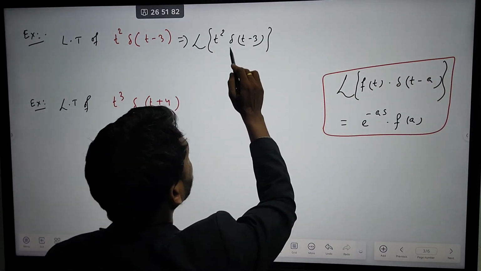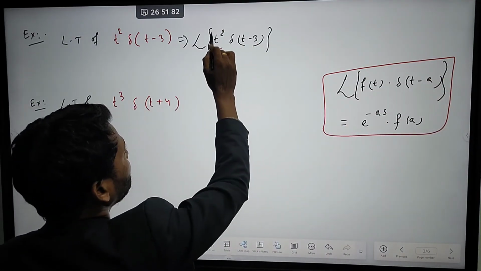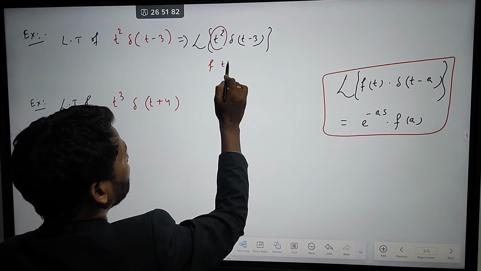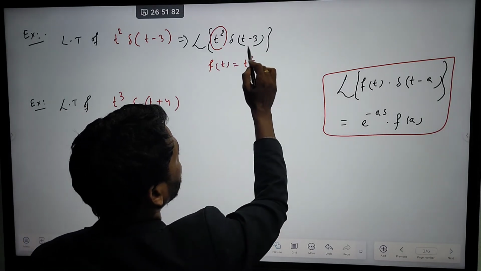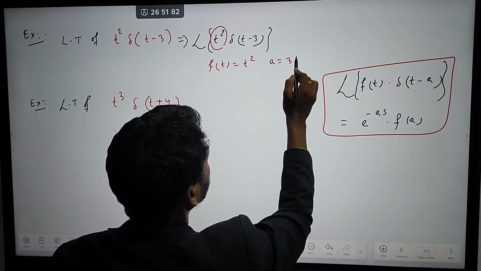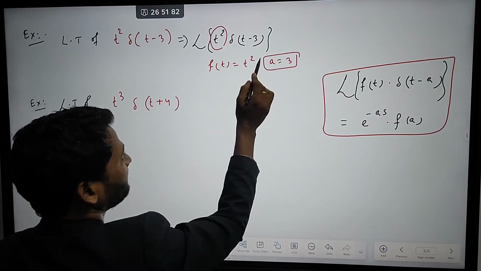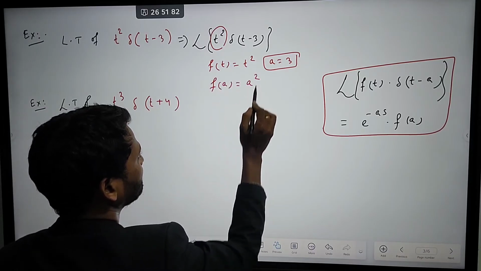Now you compare this expression with LHS of this part. So if I compare, then your f of t क्या है, f of t क्या है t square. Okay, and इसके साथ ये compare करो, so a is your 3. If f of t is t square, so f of a क्या है a square.